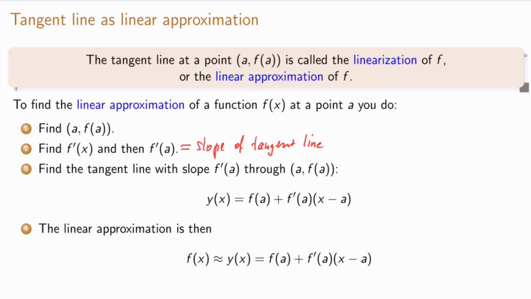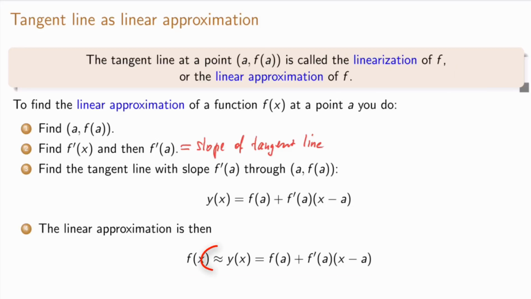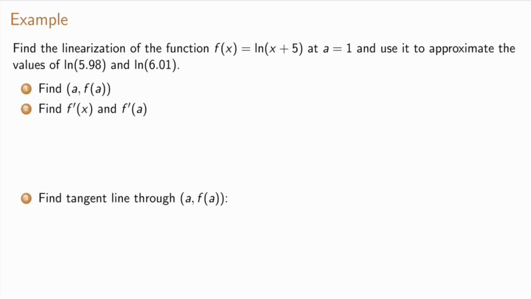And then we find the tangent line completely, so that is a function y of x, which is f of a plus f prime of a times x minus a. So then the linear approximation is that f is approximated by y, and y is given by the linear function f at a plus f prime at a times x minus a. And this wiggly, wavy equal sign means approximately equal. Let's do an example where you see how this works.